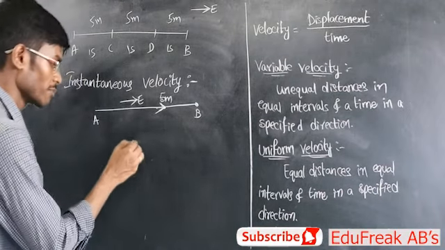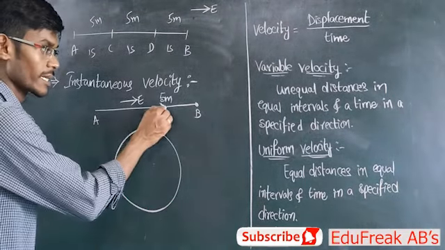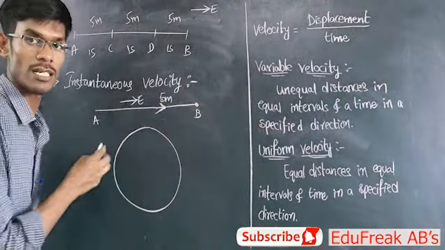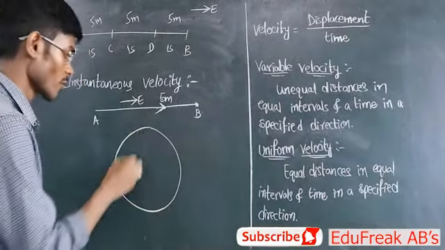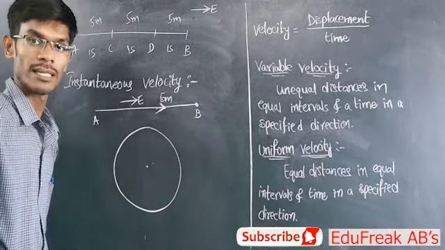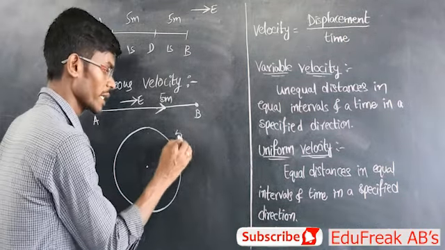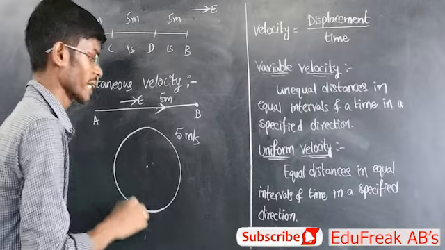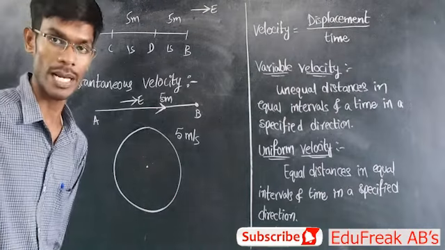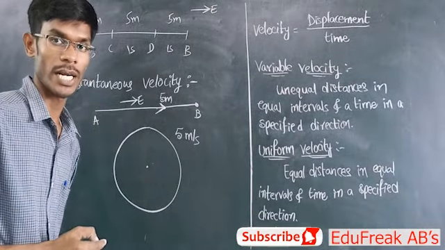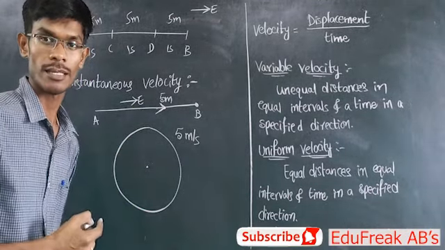Then suppose an object is moving along a circular path. Until it changes the direction, we will consider the same direction. Suppose if it is returning back, then the direction changes here. So if you consider a circular path, by maintaining the speed constant, meaning 5 meters per second at every point, uniform speed is possible along a circular path. Then what about velocity? Velocity is a vector physical quantity, so it will have magnitude and direction.